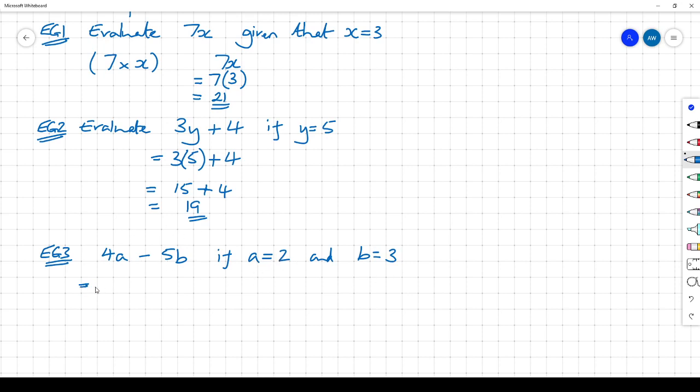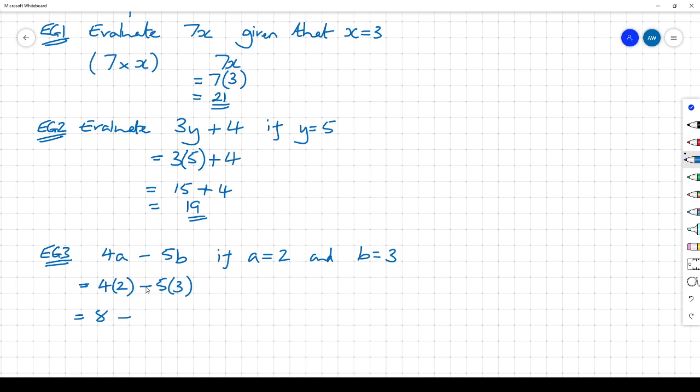So, like I've shown you above, instead of a, pair of brackets, we put the value of a inside. So instead of 4a, we now have 4 times 2. Take away 5, instead of b, pair of brackets, and we put the value of 3. Okay, now we get to work this out. 4 times 2, remember that's what that means, because that was 4 times a, is 8. Take away 5 times 3. Now it is take away, it's still minus.